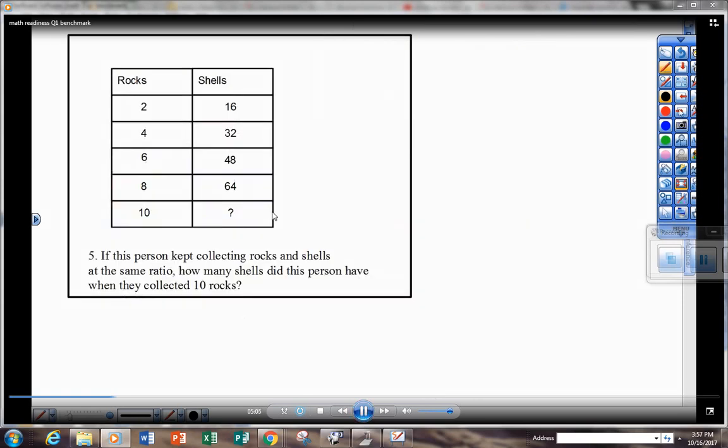Alright, this one has you find the total and then use the number that you're adding to get that last unknown number. I see these are going up by 2, but I'm not going to worry about my rocks. I'm going to focus right here on my shells. So if I could see how much this is going up by, and if I can make sure that's the right amount, I'm just going to take that 64 and add that to get that missing number.